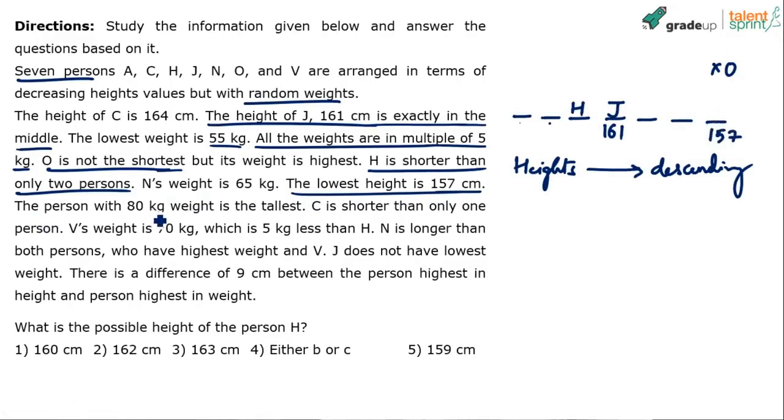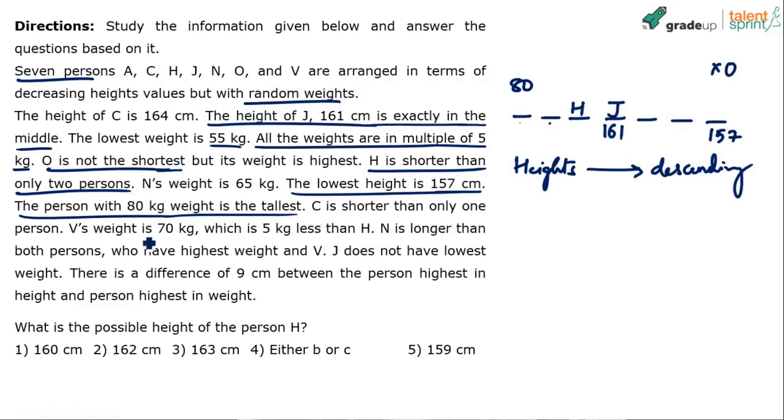The person with 80 kg weight is the tallest. Who is going to be the tallest person? The one who comes in this position, and that person has got 80 kg's weight. Remember, the weights are on top, heights are at the bottom, names of the person are in the middle. So the tallest person will be 80 kgs heavy.